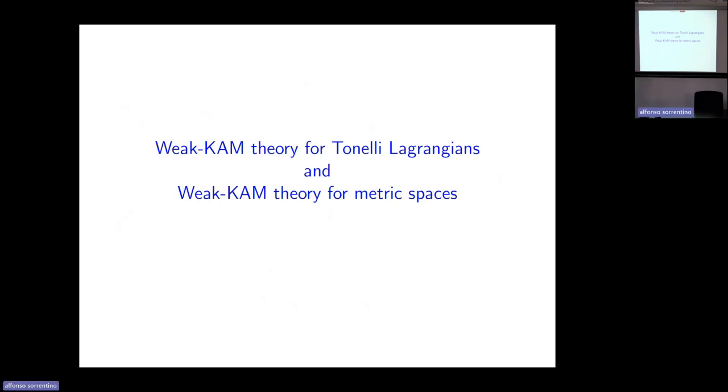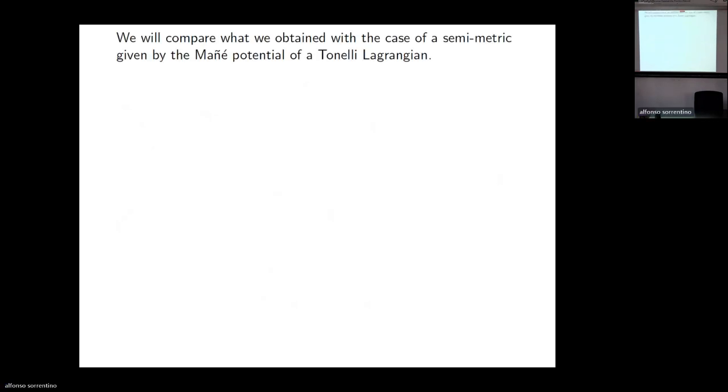So now I want to compare weak KM theory for Tonelli Lagrangians and weak KM theory for metric spaces. I want to show that when I take as semi-metric the Mañé potential of a Tonelli Lagrangian at the critical level, then the weak KM theory of metric spaces and the weak KM theory of Tonelli Lagrangians give me exactly the same object.